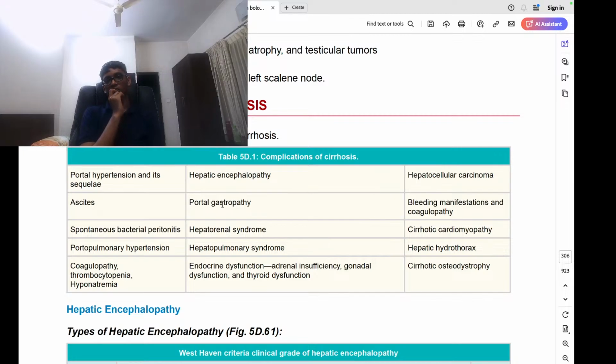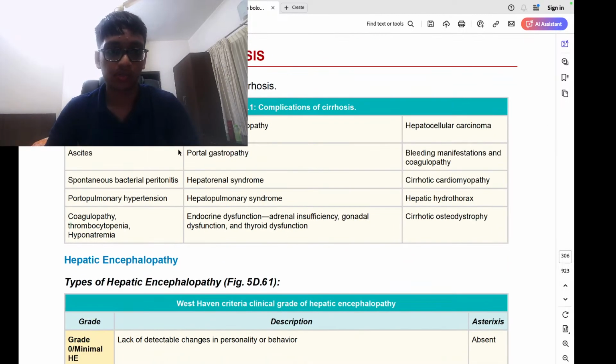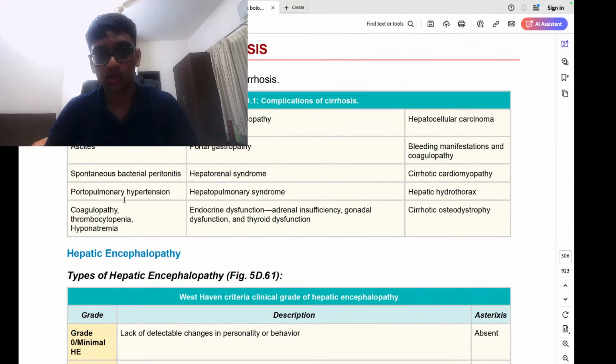So then we move on to the last four pages. Complications of cirrhosis: portal hypertension sequelae, ascites, spontaneous bacterial peritonitis, portopulmonary hypertension, coagulopathy, thrombocytopenia, hyponatremia.